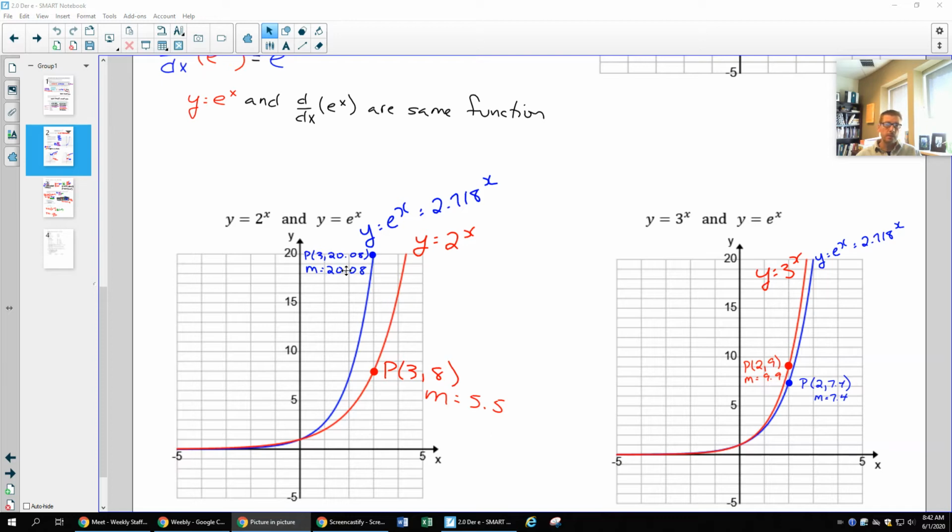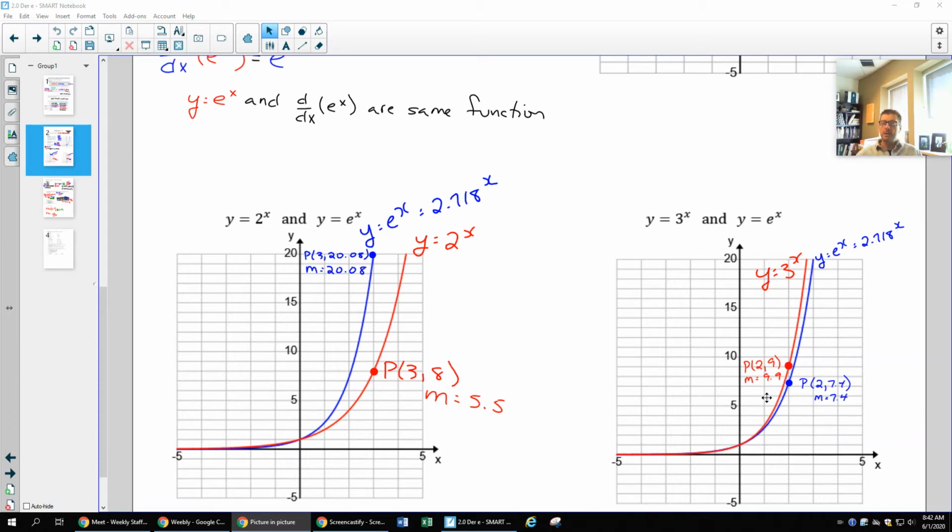y value, right? And then if you pick a number that's larger than e, such as 3, because 3 is larger than 2.718, if you pick a point, and here I picked 2 with 7.4 again, but on 3 to the x, 2 goes with 9 because 3 squared is 9. The slope here is 9.9.